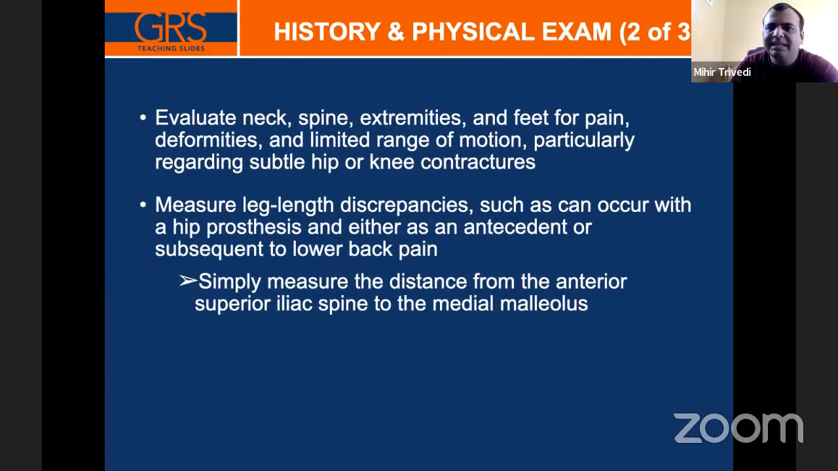Evaluate neck, spine, extremities, and feet for pain, deformities, and limited range of motion, particularly regarding subtle hip or knee contractures. Measure leg length discrepancy, such as can occur with hip prosthesis and either as an antecedent or subsequent to lower back pain. Simply measure the distance from the ASIS, which is anterior superior iliac spine, to the medial malleolus of the tibia.